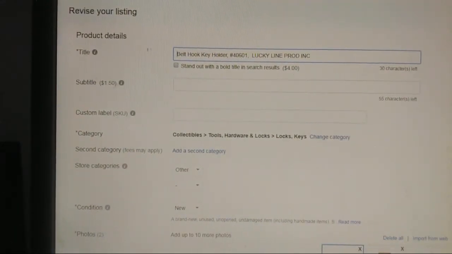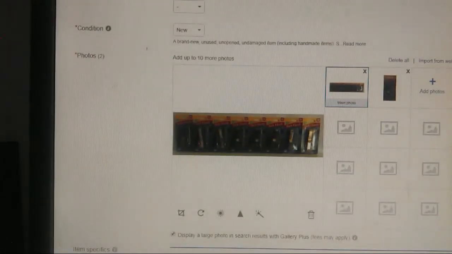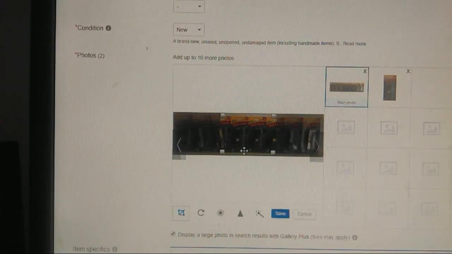Okay. Next, I want to make sure my photos are good. Are the photos too dark? Are they doing weird stuff? And I told you guys I'm going to redo this. And actually, you know what? I might be able to just crop it. Let's find out.